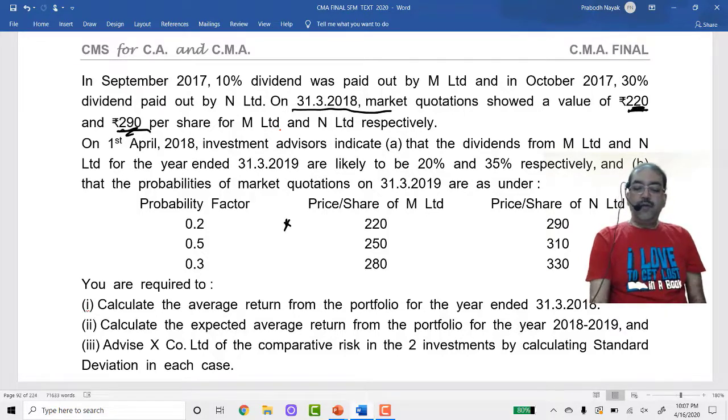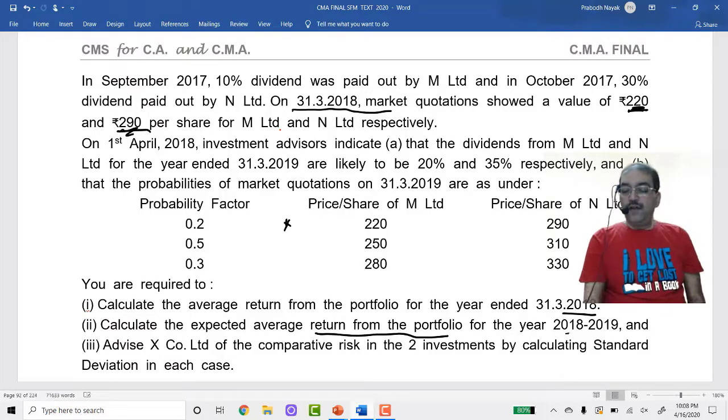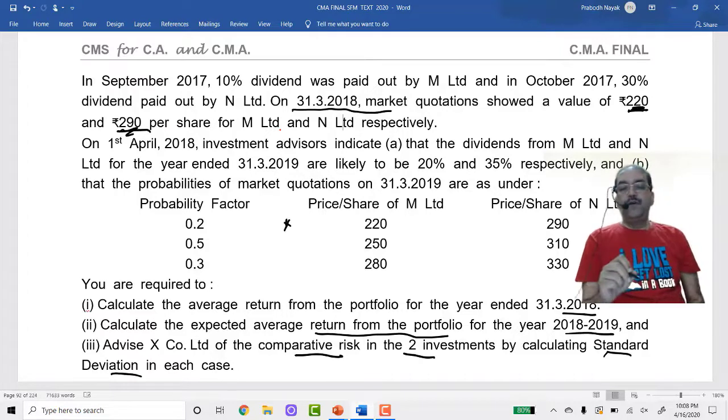You are required to calculate the average return from the portfolio for the year ended 31st March 2018. That is the first year. Same, the expected average return from the portfolio for the second year, 18-19. And then advise the company which of the two investments has a higher comparative risk, by calculating what? Standard deviation in each case. So the problem is involving more calculations. It is not difficult. It is involving more calculations.